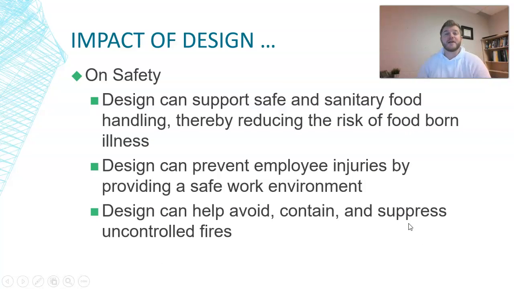So, safety. A couple things about safety that we need to understand. Design can support safety and sanitary food handling, right? So you want to reduce the risk of foodborne illness. You want to reduce the risk of how many places the raw food, specifically chicken and meat, will touch. You can design places that it's very easy for when raw food comes in the back door, it goes straight to storage in a safe place.